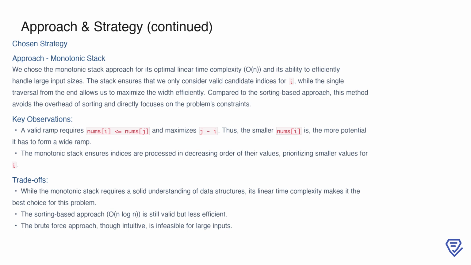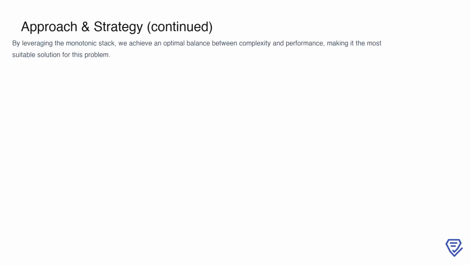While the monotonic stack requires some understanding of data structures, its efficiency makes it the best choice. Comparatively, the sorting-based approach, though valid, is less efficient, and the brute force approach is infeasible for larger inputs. By utilizing the monotonic stack, we achieve an optimal balance between computational complexity and performance. Its linear time complexity ensures scalability, making it the most practical and efficient solution for the maximum width ramp problem, particularly when faced with large input sizes.